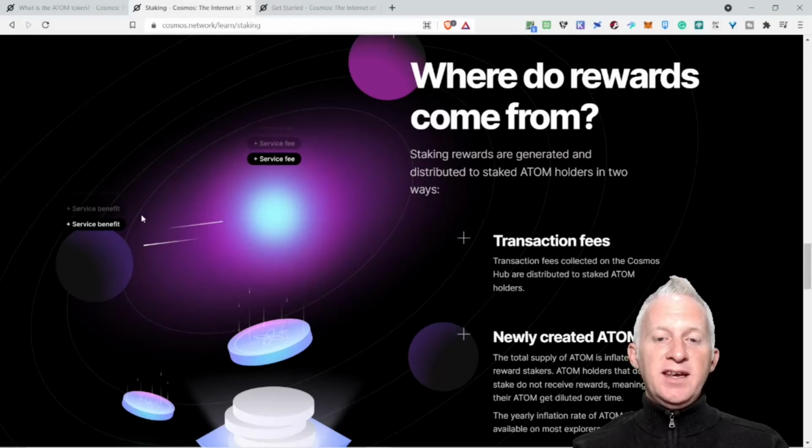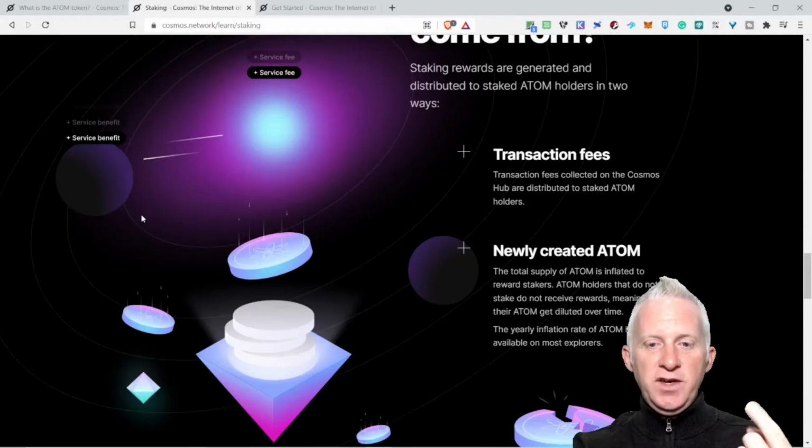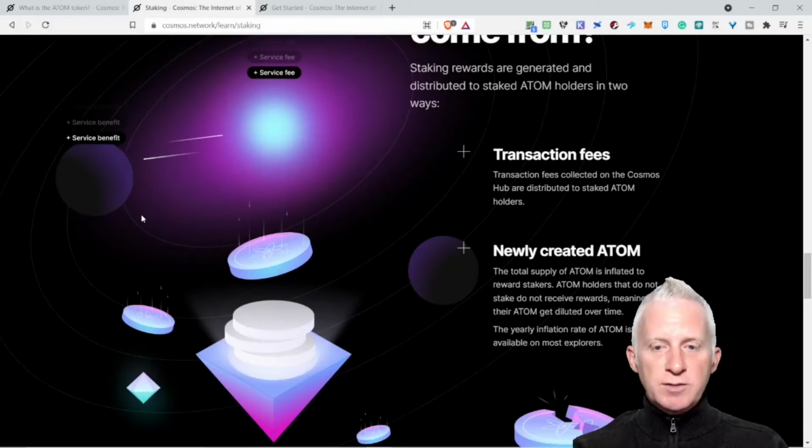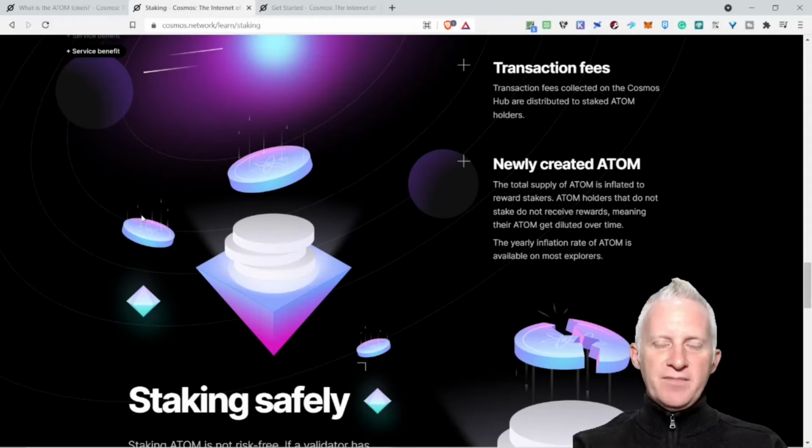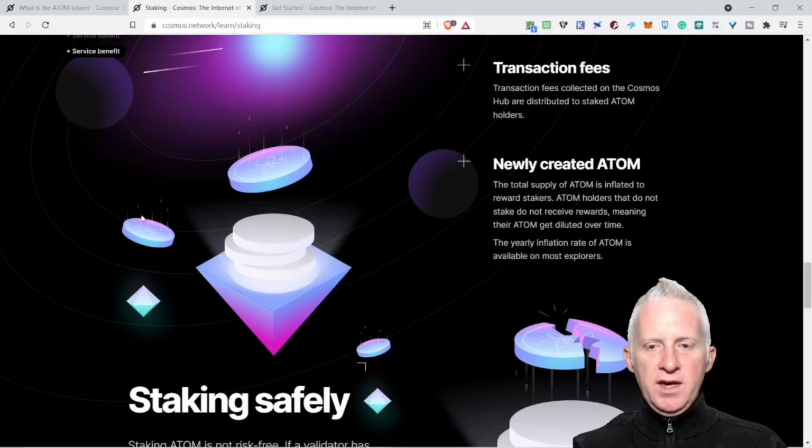Staking rewards are generated and distributed to staked Atom holders in two ways, like I said. So the money comes from the transaction fees. Transaction fees are collected on the Cosmos Hub and distributed to staked Atom holders. And two, newly created Atom. They call it the process maintain. The total supply of Atom is inflated to reward stakers. Atom holders that do not stake do not receive rewards, meaning their Atom gets diluted over time. The yearly inflation rate of Atom is available on most explorers.